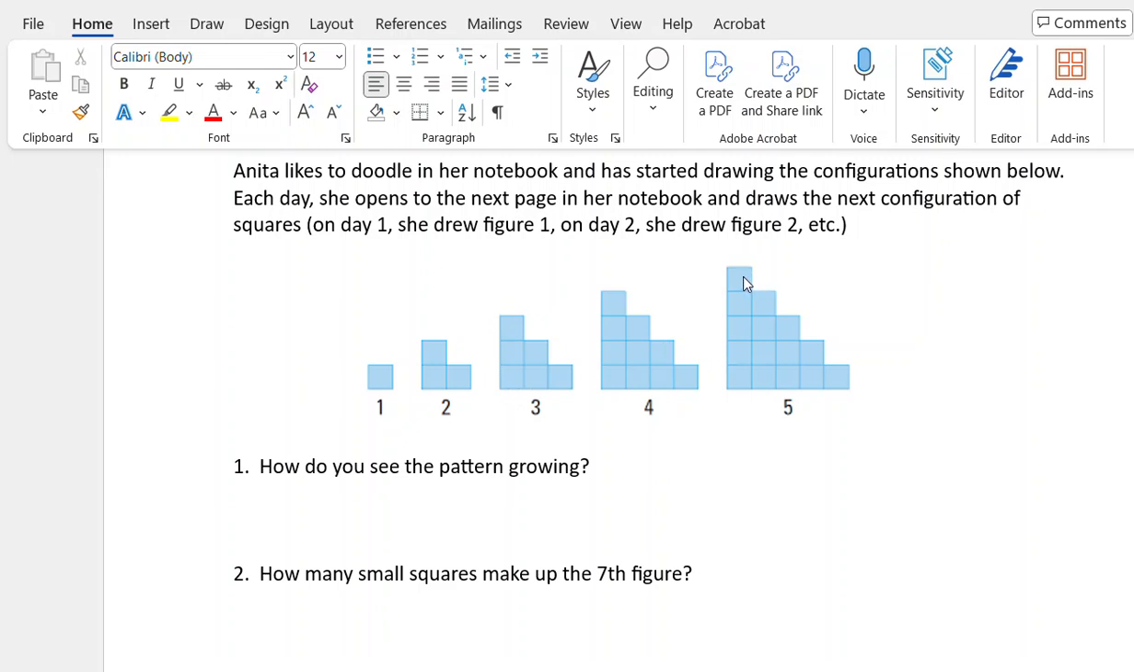I could also observe that these squares are added diagonally. So as I go from 4 to 5, I'm taking figure 4 and putting 1 additional square diagonally along each box, and then I'm adding 1 to the bottom. So however you look at it, you will see that you are adding the figure number of additional squares to the previous figure.